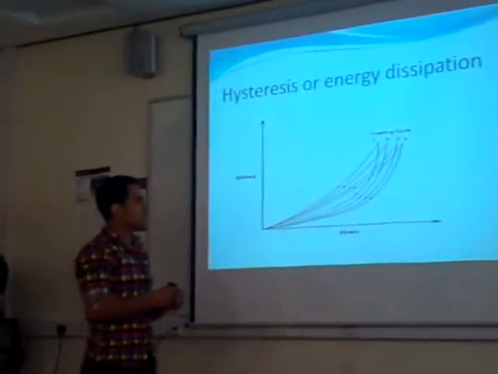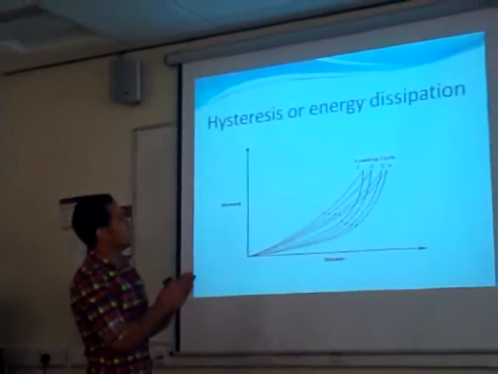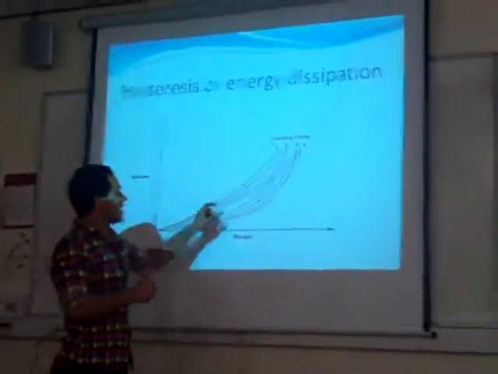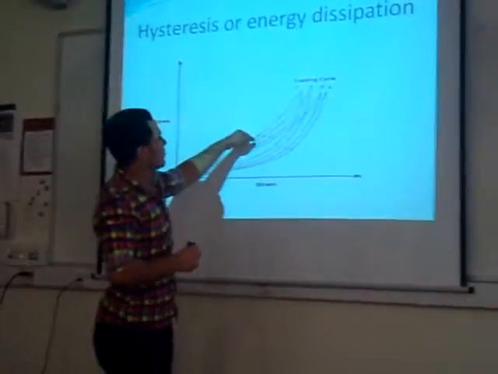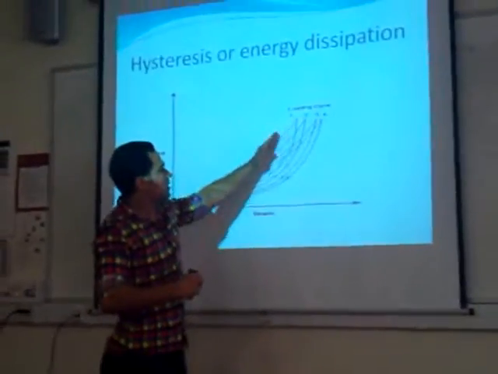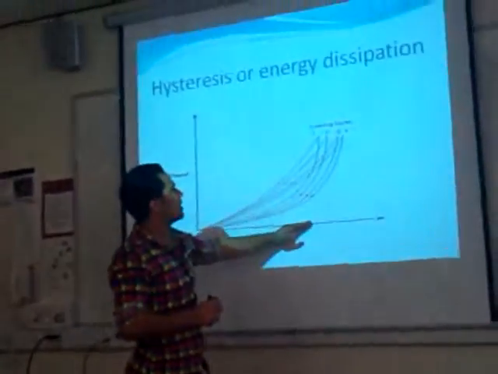The ligament or the tendon loses energy. And the way that they measure the hysteresis, or energy dissipation, is by comparing the amount of energy inside the loop to the area under the curve of the loading cycle, the whole curve. So they compare this area to this whole area.